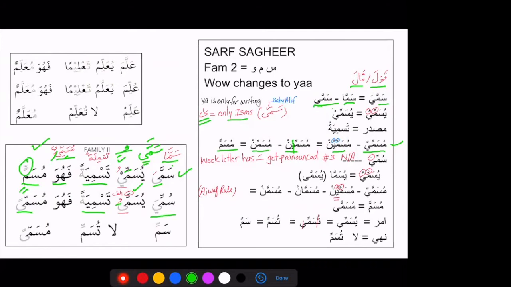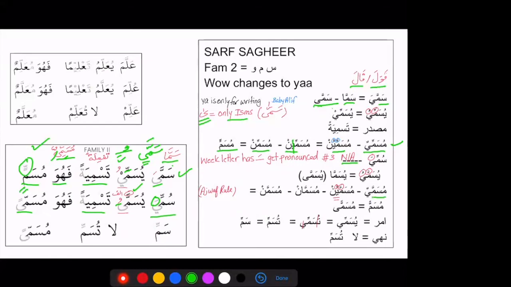Okay, then Sumiya. It's saying that no rule is going to be applicable over here. Why? Because the weak letter has fatha over here, right? So we are going to pronounce it like Sumiya. Sumiya and Yusamma. So basically we are pronouncing this ya over here. Okay, so Sumiya, and then we are just saying Yusamma over here. Not Yusamma, Yusamma. It's majhul.